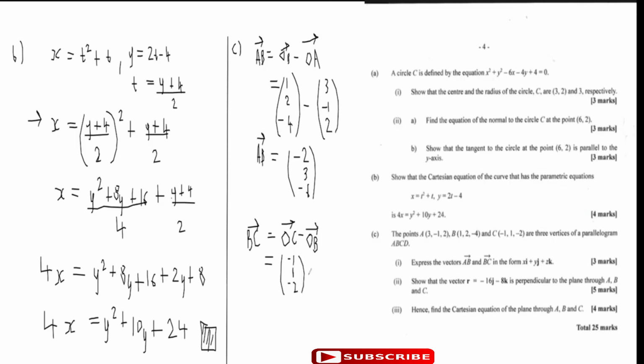And then we're going to subtract vector OB. And vector OB is 1, 2, -4. Nice. So let's go ahead and do the subtraction. Remember they said they want it in IJK form, so I don't want to lose any marks. Let's rewrite it as 2i plus 3j minus 6k. Don't want to lose any marks.